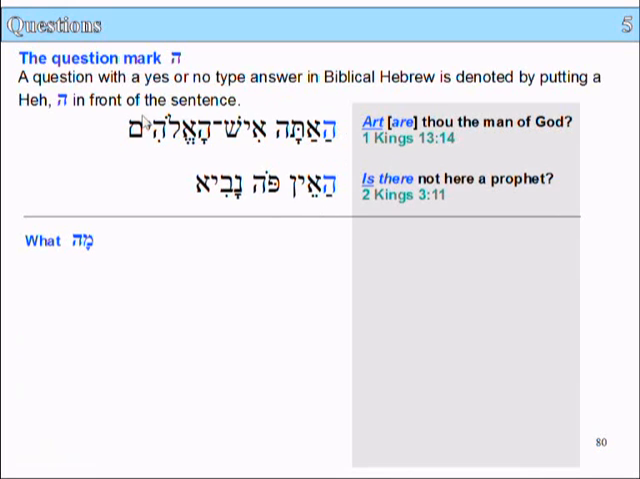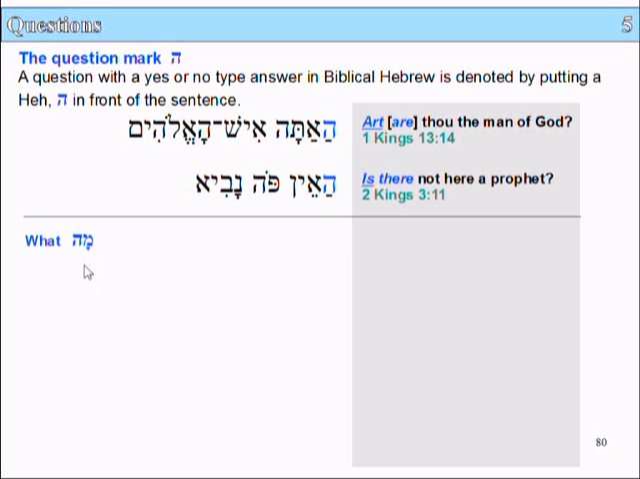Okay, so that's the question with a yes or no type answer. We don't use a question mark, we use the letter hey in front of the sentence to denote that a question is being asked with a yes or no type answer.